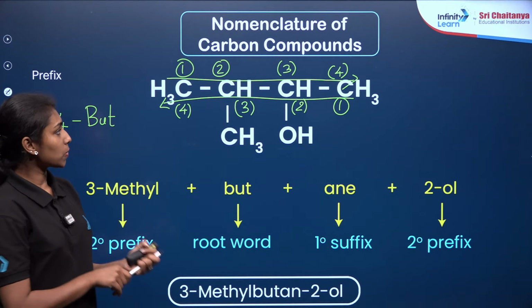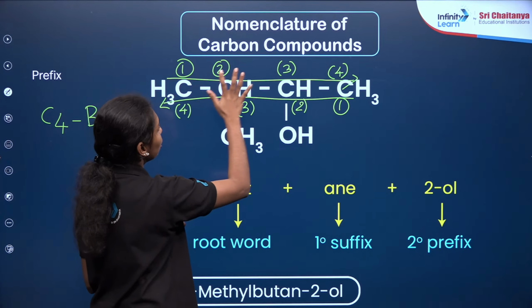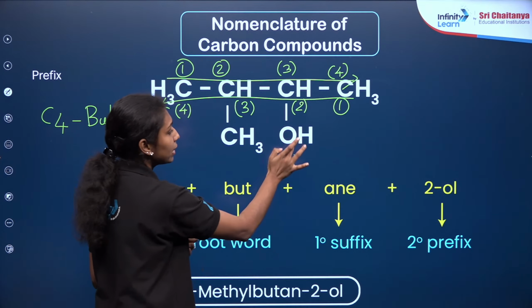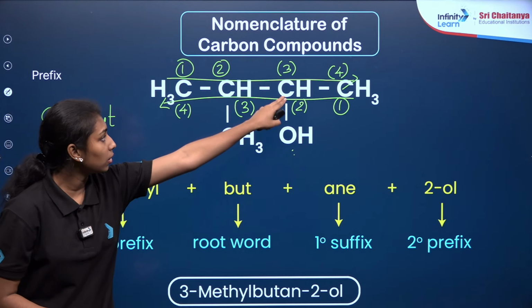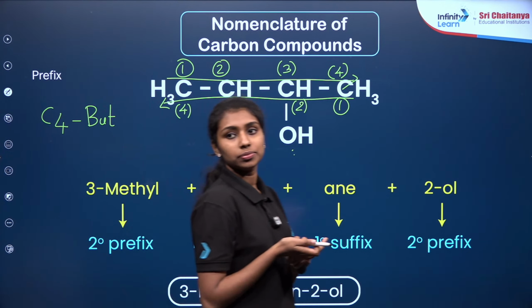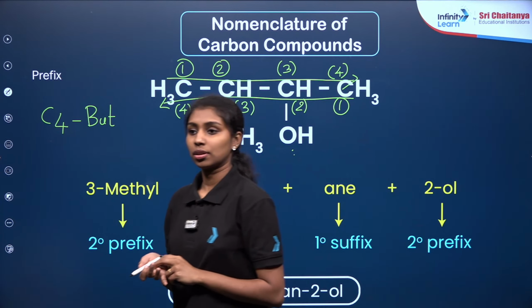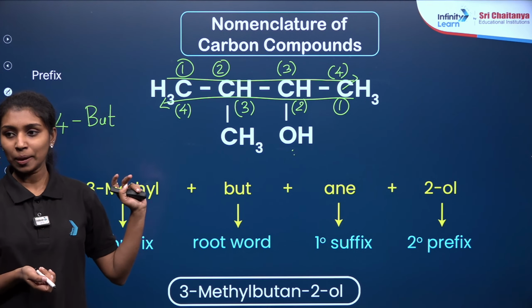I hope you understand my question. If I am starting from here, from here to here, 1, 2, 3, 4, what is the position of this OH group with the carbon? In which carbon is it attached? Third carbon or second carbon? Third carbon, right?